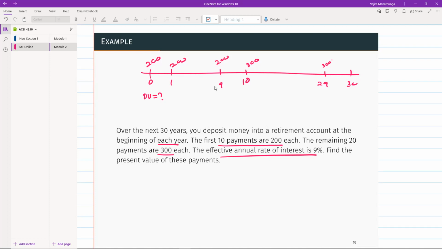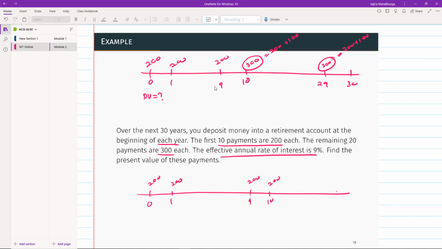The first term, yeah. So the question right away, you can see it'll be different from the previous problem. One approach would be you can think this 300 as 200 plus 100. This 300 as 200 plus 100. Okay. Then right away you have two cash flow sequences. So here you have 200. And then there's another one.